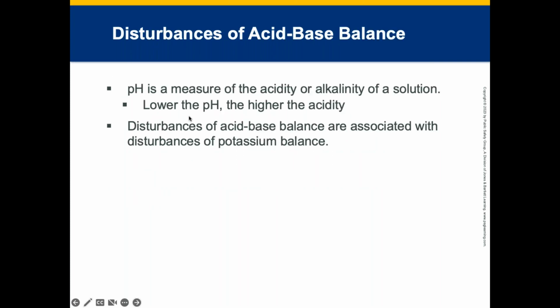So we take all of this stuff that we just learned, and we look at disturbance of acid-base balance. pH is a measure of the acidity or alkalinity of a solution. The lower the pH, the higher the acidity. So acidosis is an increase in extracellular hydrogen ions. Alkalosis is a decrease in extracellular hydrogen ions. With this, disturbances of acid-base balance are associated with disturbances of potassium balance.